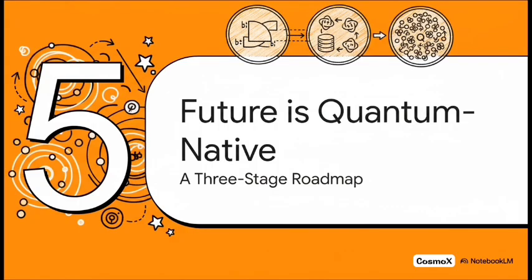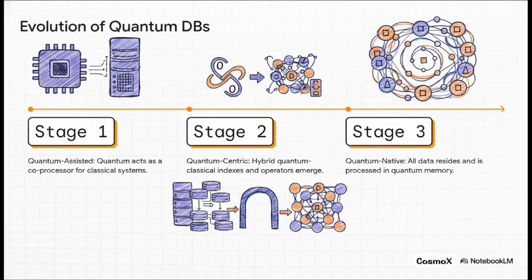So where is all of this headed? Well, the researchers behind this idea have laid out a really clear three-stage roadmap that shows us how we get from where we are today to a truly quantum-native future. Right now, we're in stage 1, what you could call the quantum-assisted era. This is where quantum computers are like these highly specialized assistants, tackling the really tough search problems that get handed off from classical systems. This is the stuff happening in labs today.